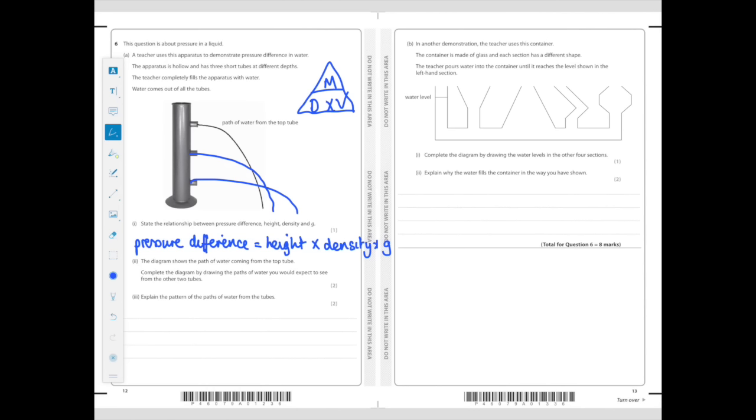In another demonstrator, the teacher uses this container. The container is made of glass and each section has a different shape. The teacher pours water into the container until it reaches the level shown in the left-hand section. Complete the diagram by drawing the water levels in the other 4 sections.